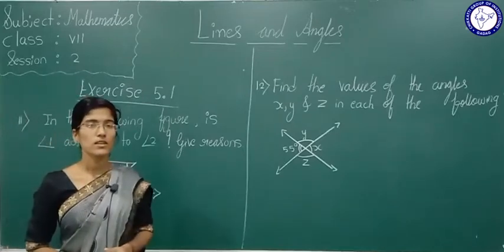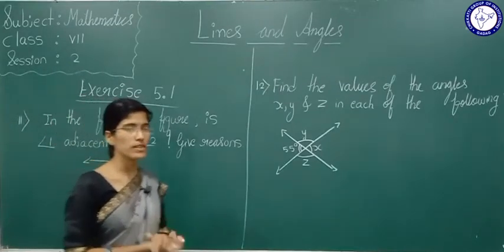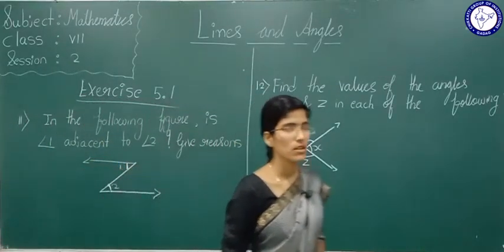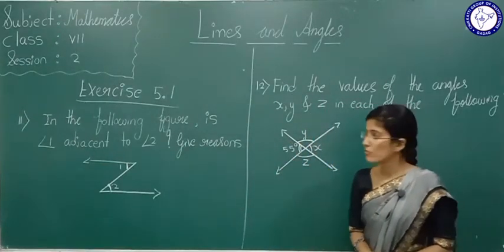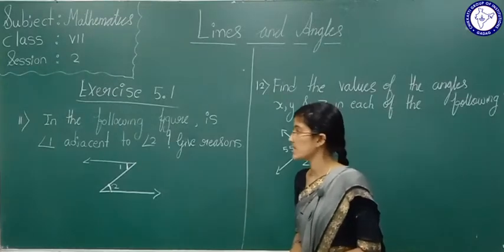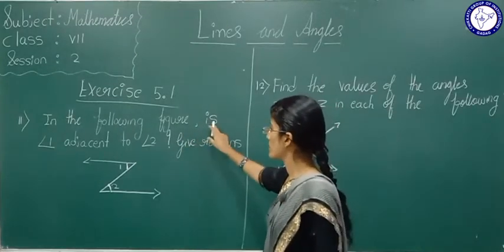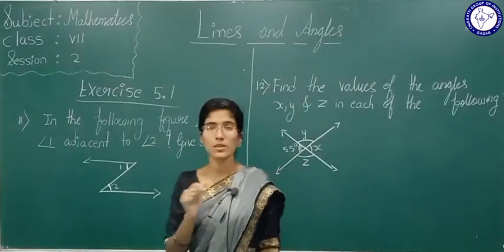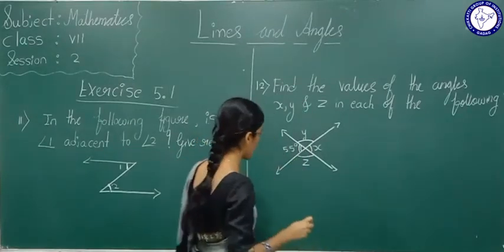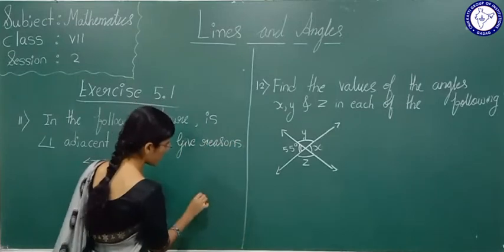Good morning students, in the last class we were solving exercise 5.1. We will continue that; up to the 9th question we have solved. Now we will see a few more questions, that is the 11th one here. In the following figure, is angle 1 adjacent to angle 2? Now say what is the meaning of adjacent angle. Now I will define it briefly here.